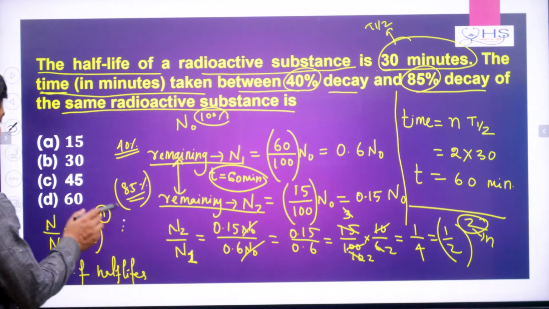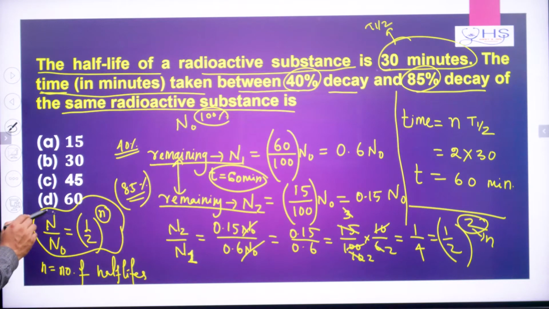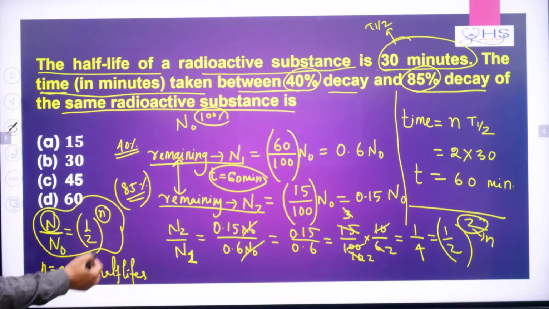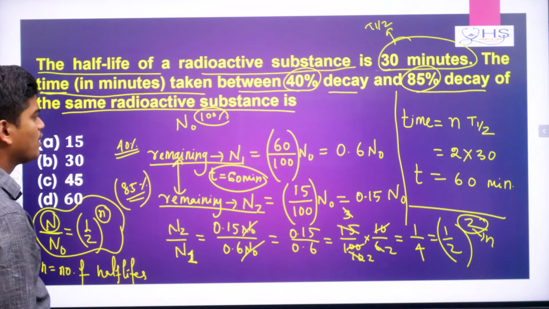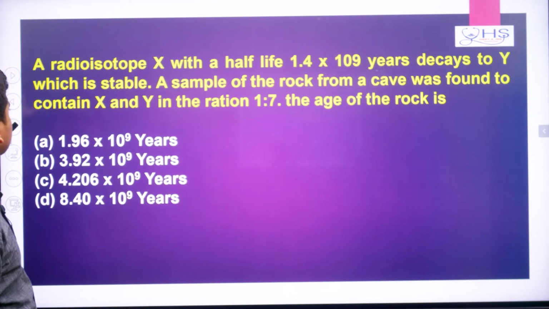So remember this expression: N by N naught, the undecayed particle at some time t divided by the initial particle, equals half to the power n. This n is called the number of half lives. Okay, so now we will go to the next question.